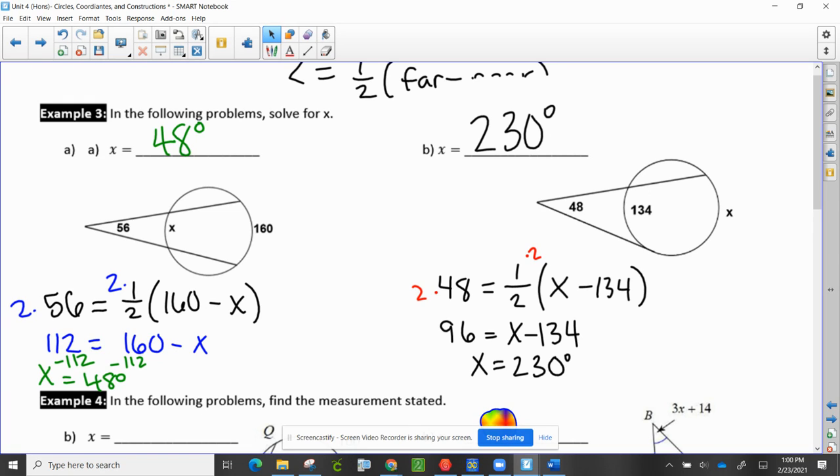Okay. And make sure your answer makes sense. Okay, we should never get any negatives because we're talking about measurements of arcs and angles. Okay. Also, this is supposed to be your bigger arc. The farther arc should be bigger than your near arc. So make sure your answers kind of relay that.